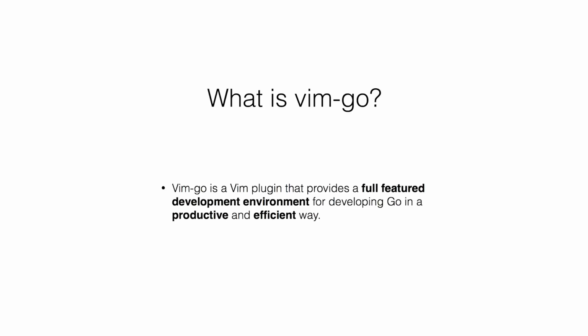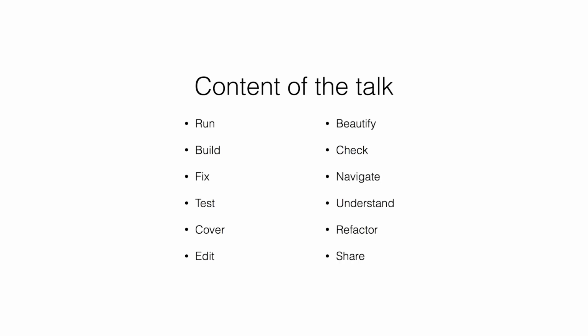It's a plugin, of course, but the aim is to provide a full-featured development environment to make developing Go productive and efficient. So it tries to make you more efficient and productive. And today I'm going to talk about these topics. We're going to start with how to run a Go package, a Go file, and then we're going to talk about all these topics and how to use Vim-go for each of these.